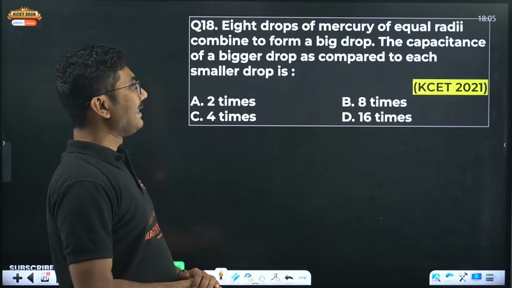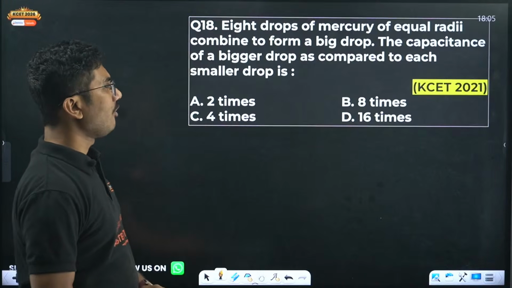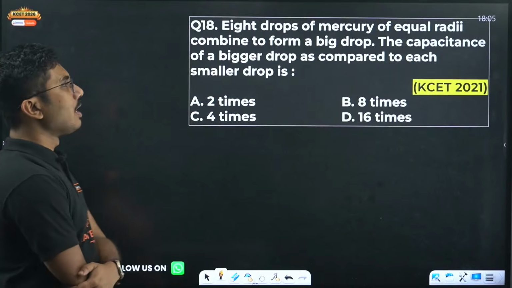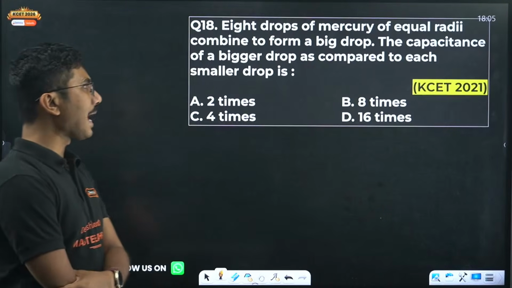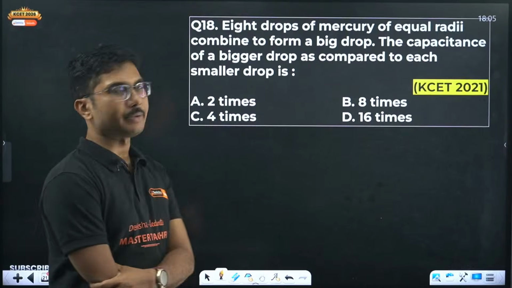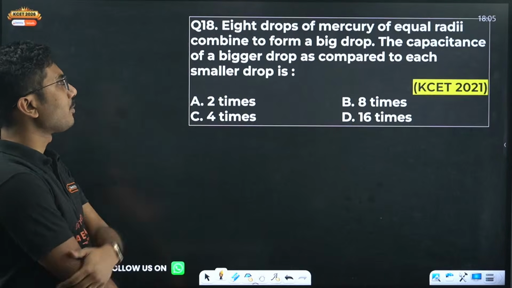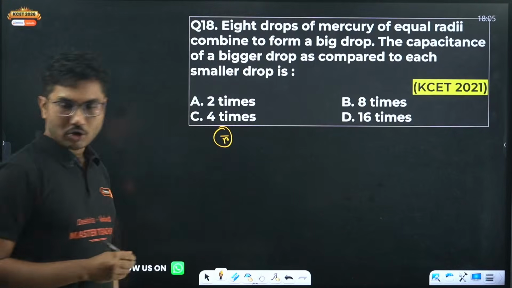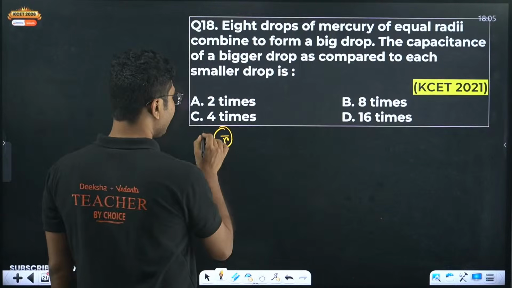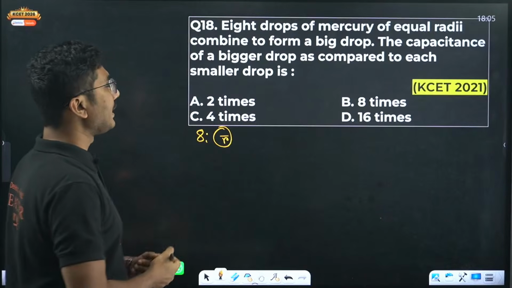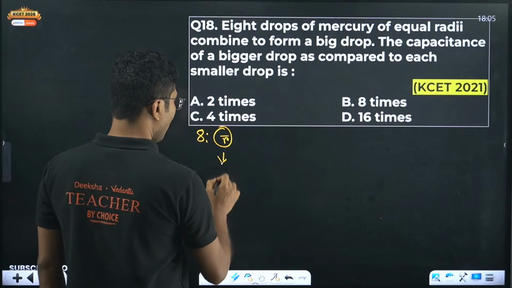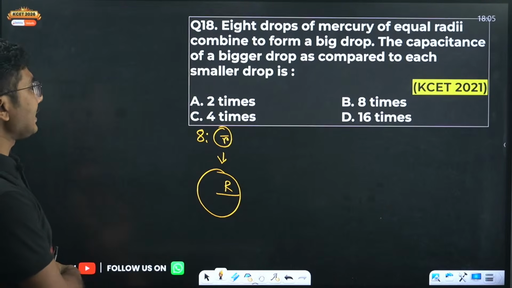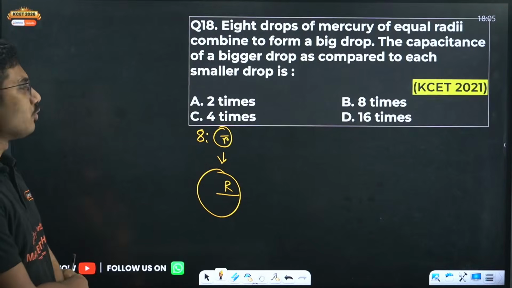Now, 8 drops of mercury of equal radii combine to form a big drop. The capacitance of the bigger drop as compared to each smaller drop is? So here we have 8 such drops of equal radii. They combine to form one bigger drop, say of radius capital R. The capacitance of the bigger drop as compared to the smaller drop is?